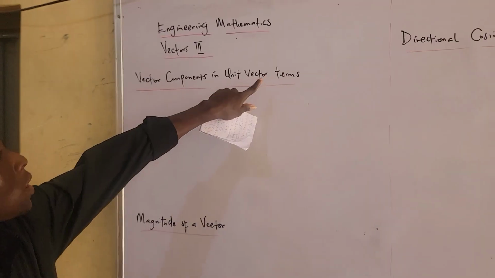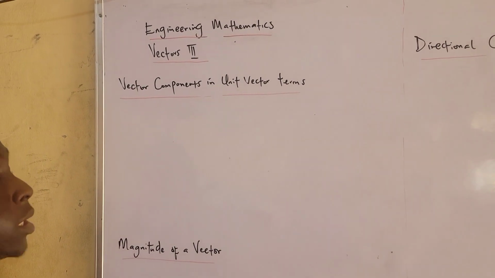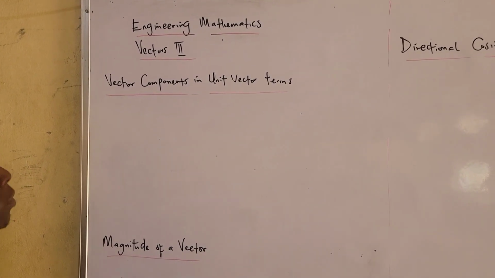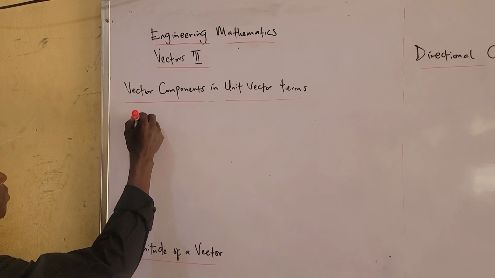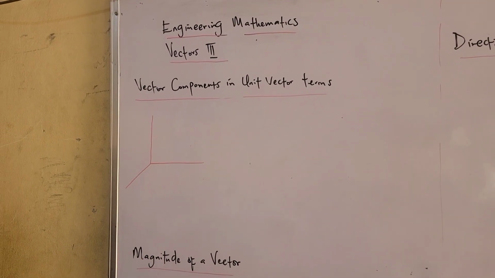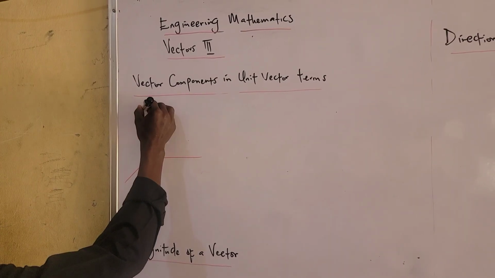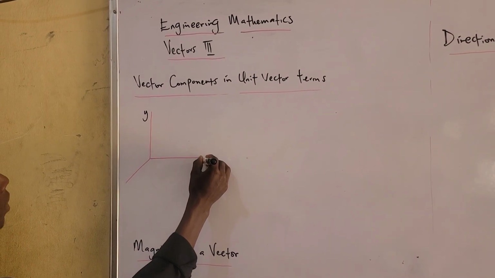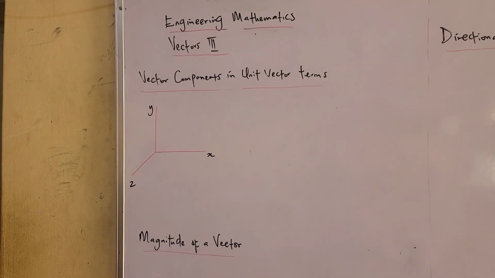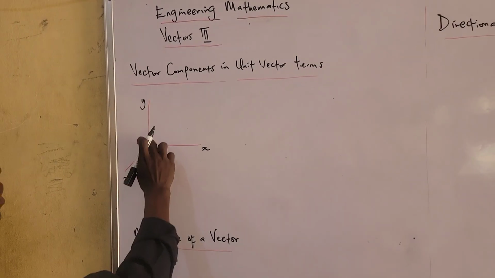Now, vector components in unit vector terms. You know unit vectors as i, j, and k in the direction of X, Y, and Z respectively. So now, explaining this, we have something like this. I call this my Y axis, I call this my X, and I say this is my Z. Now, we have a vector OP, a vector OP in this way.